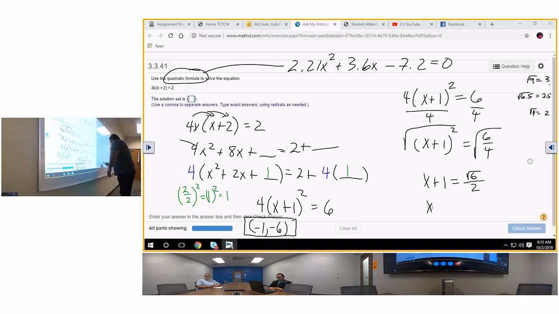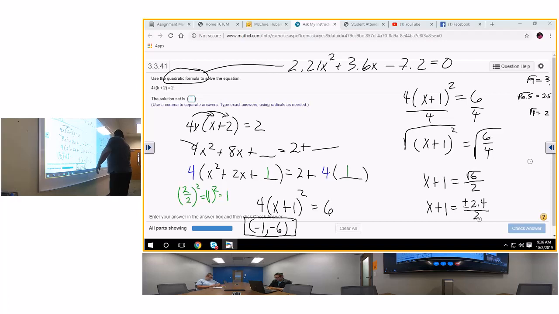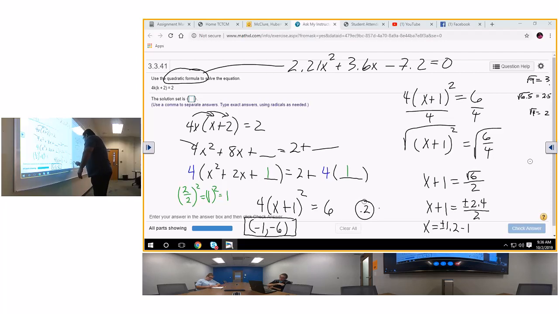So x plus 1 is equal to positive or negative 2.4 over 2. All these problems are designed so that the square root will cancel on the right-hand side. It makes easy math. So what's 2.4 divided by 2? So x is equal to positive or negative 1.2 minus 1. And that's going to be 0.2 and negative what? Negative 2.2.